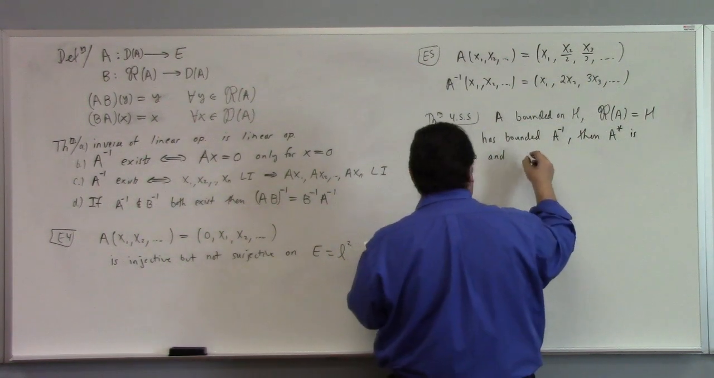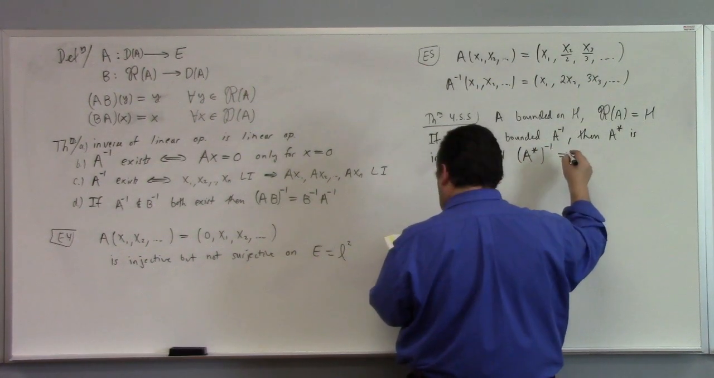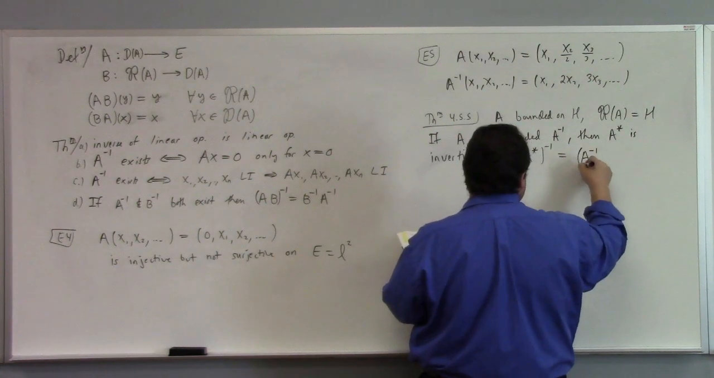And the formula for it is this. (A adjoint) inverse is equal to (A inverse) adjoint.